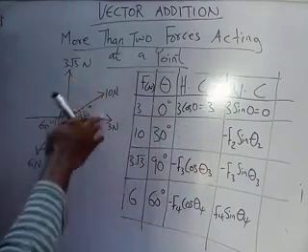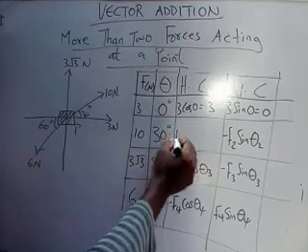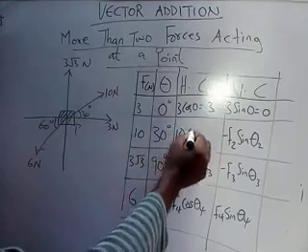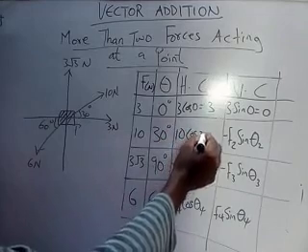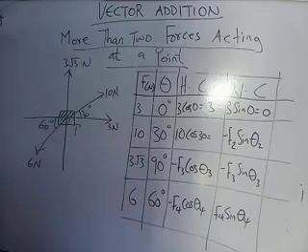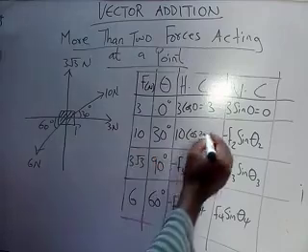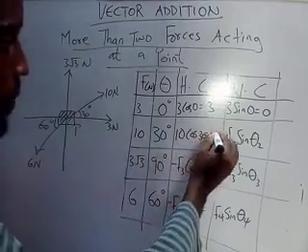Yes, everything here is still positive. 10 is still positive. 10 cos 30. Cos 30 is 0.866, that is root 3 over 2, right? Root 3 over 2 times 10, that is 5 root 3.